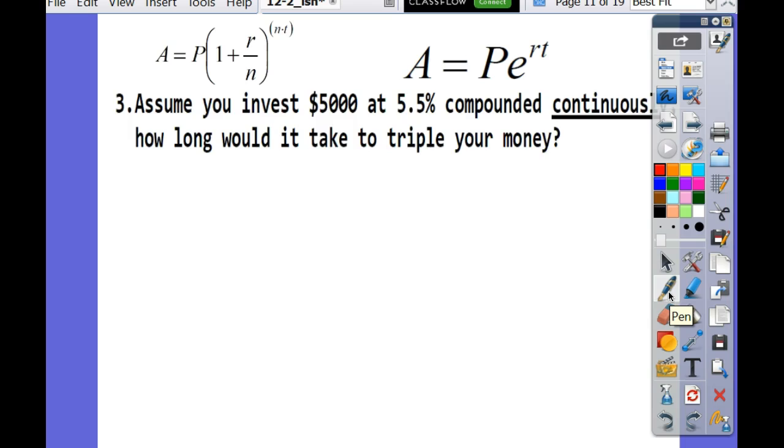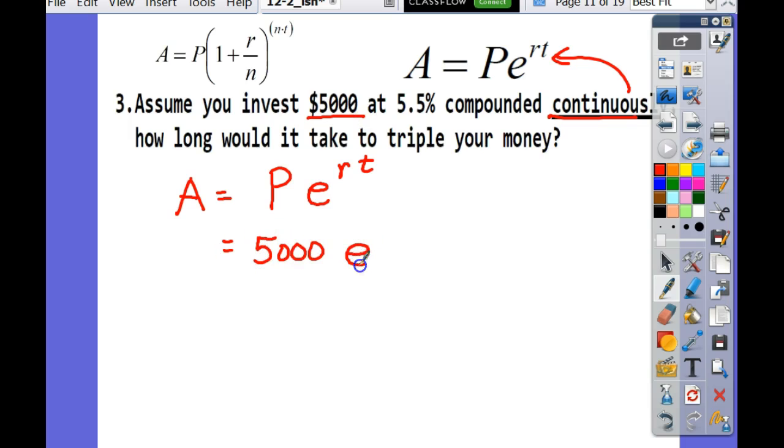Now, would you look at example 3? In example number 3, when you see the word continuous, you use what is called the PERT equation. P, E is this new special irrational number we learned about. And so in this problem, what is the P equal to? 5,000. I'm not there yet. This number right here is the P. What is the interest rate?